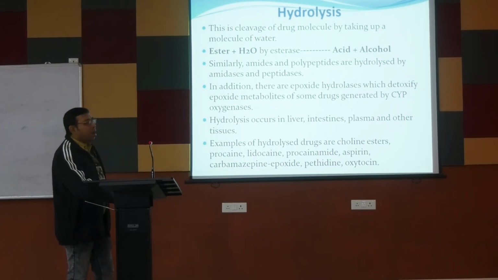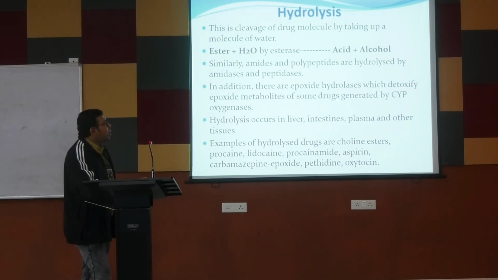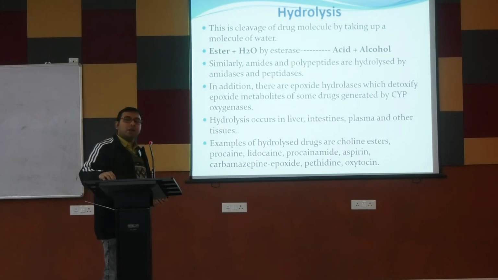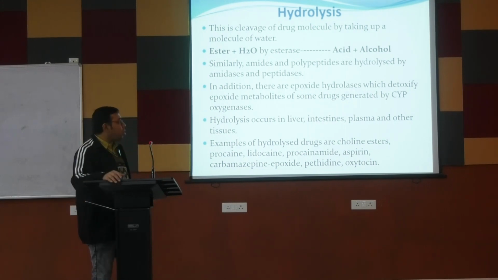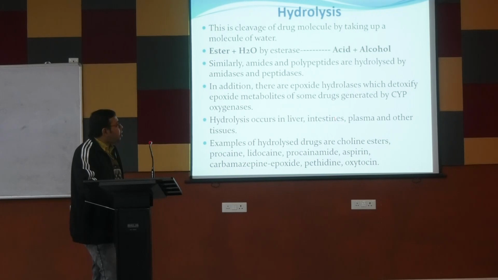There are epoxide hydrolases also present, which detoxify epoxide metabolites of some drugs generated by cytochrome oxygenase. So with the help of cytochrome oxygenase, drugs change again and various kinds of metabolites are formed. One such is the epoxide metabolite that can be detoxified by means of epoxide hydrolase, which causes hydrolysis. This hydrolysis also occurs in the liver, intestine, plasma and tissues.